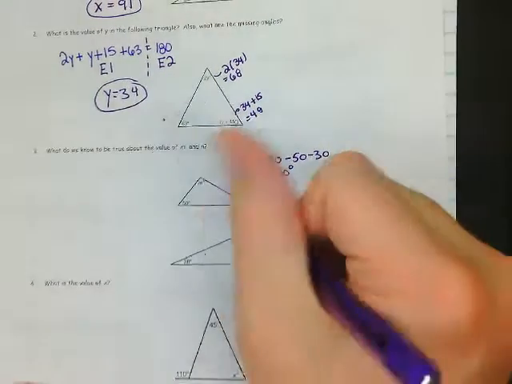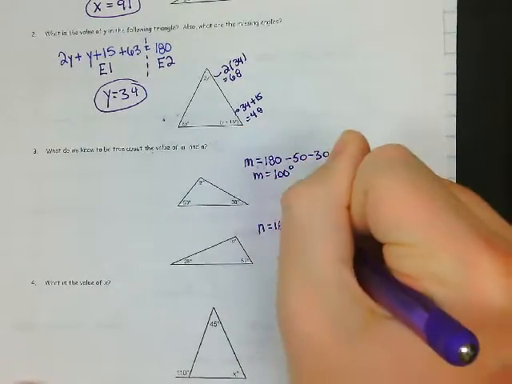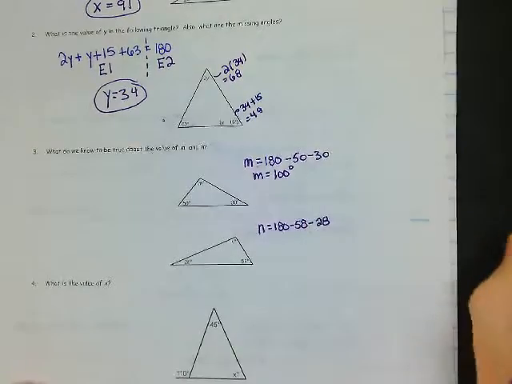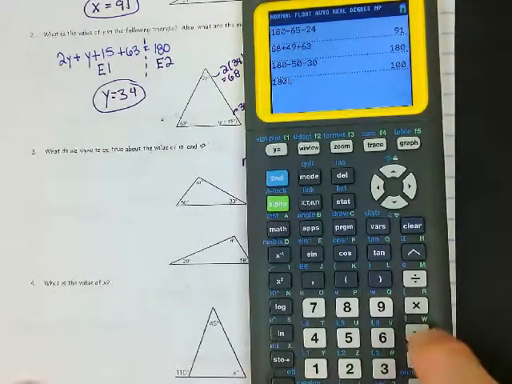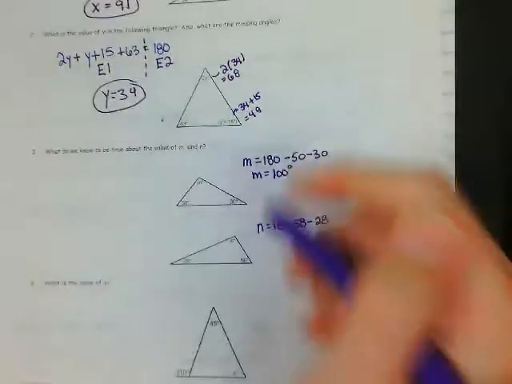Now let's do the same thing for N. N is 180 minus 58 minus 28. I get 94.